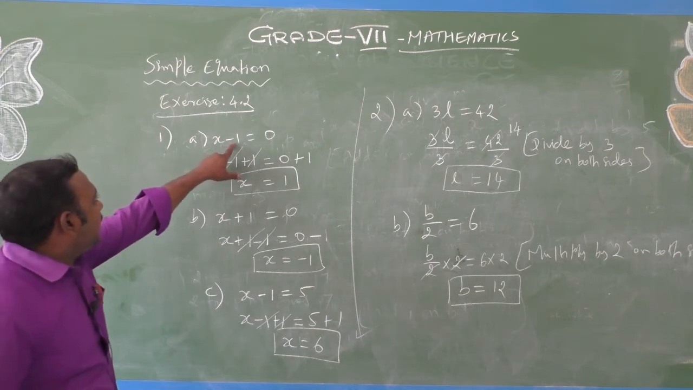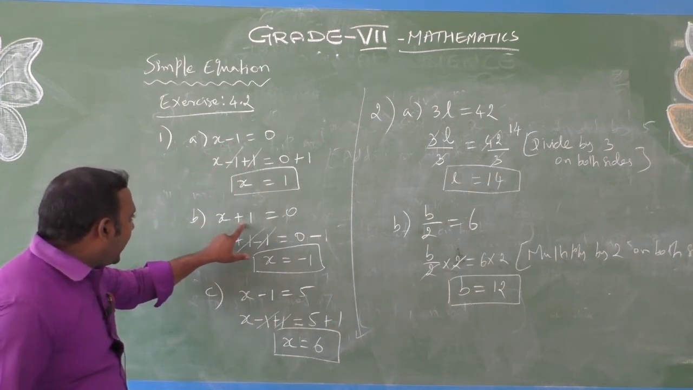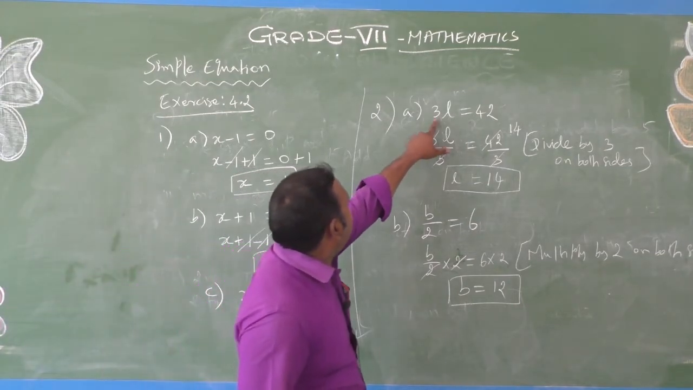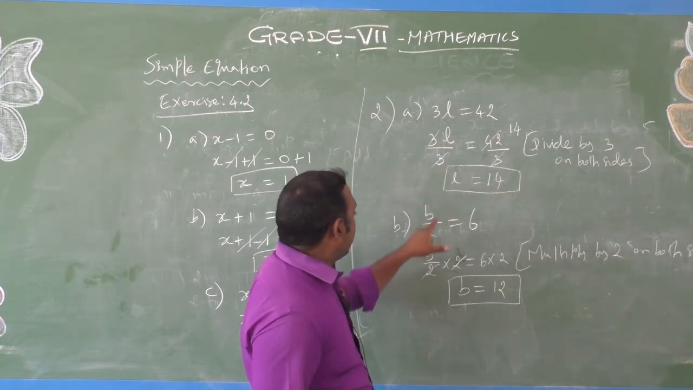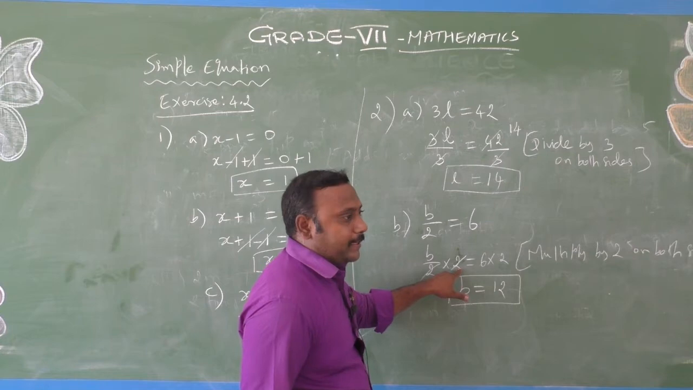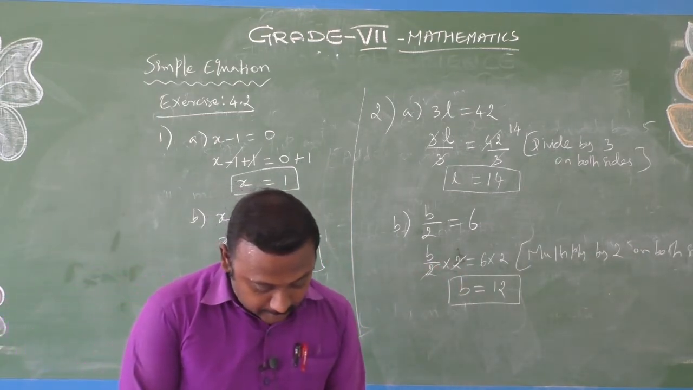Note this: when we have minus, we have to add. When we have addition, we have to subtract. When we have multiplication, we have to divide. When we have division, we have to multiply. Then the third sum.